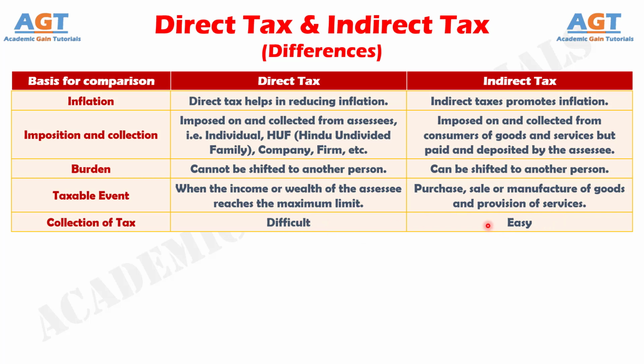The imposition of taxes is important for the collective welfare of the society and a means for economic development. A good taxation system possesses the characteristics like equity, certainty, convenience, redistribution, flexibility, and encourage investments. So, these are the differences between direct tax and indirect tax.